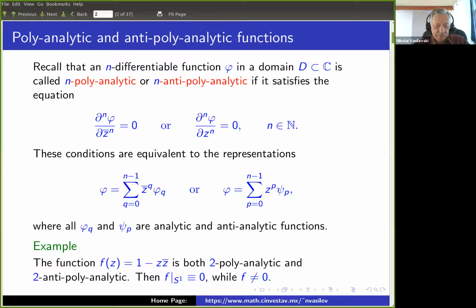A simple example: the function f of z equal 1 minus z bar is both 2-polyanalytic and 2-anti-polyanalytic. Note that it vanishes on the boundary of the unit disk, on the unit circle. It's identically 0 there. But nevertheless, the function is not 0, which is not the case for an analytic function. So in some sense they are similar, in another sense they are quite different.